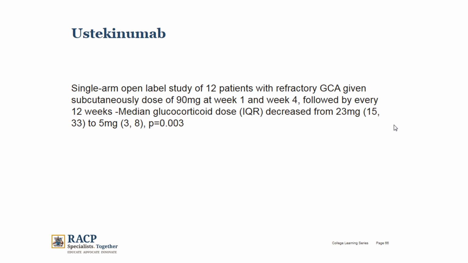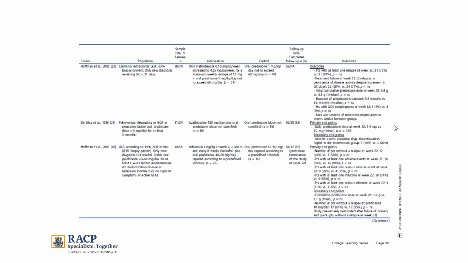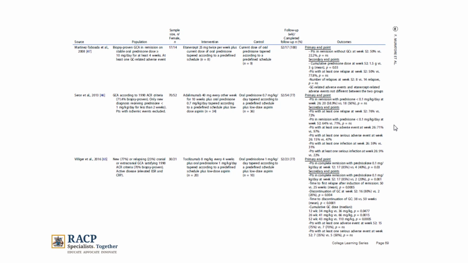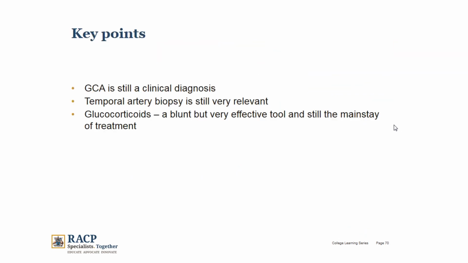Ustekinumab: a single open-label study revealed some benefit of ustekinumab in the treatment of giant cell arteritis. I have a few slides on the other studies that have been done for giant cell arteritis using other drugs. In summary, giant cell arteritis is still a clinical diagnosis. Temporal artery biopsy is still very, very relevant. Glucocorticoids are a blunt but very effective tool, and are still the mainstay of treatment.